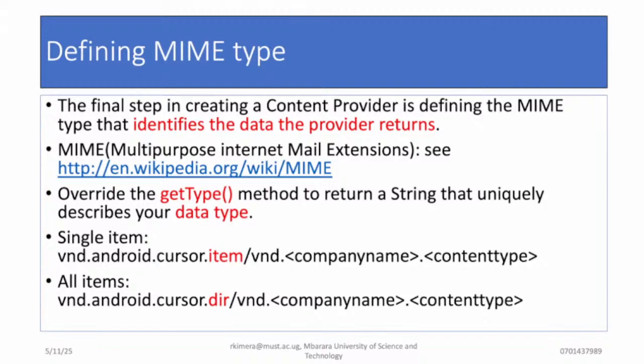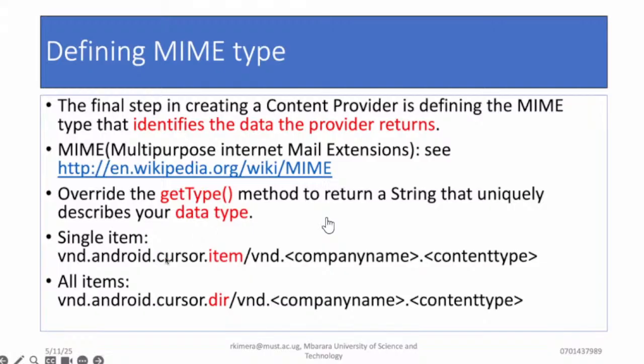Is it text? Is it images? Is it audio? Is it video? That's what we mean by type. Or it could even be an email. So that's why we use get type. It's after knowing the type of information that we can know how to handle it, and the provider will understand how to handle the information. So that's why you're saying override the get type.